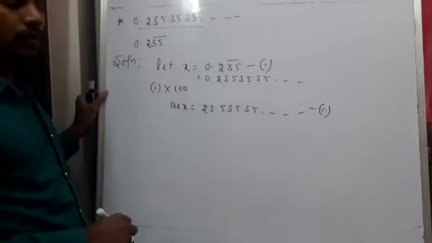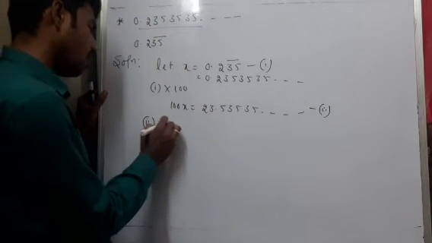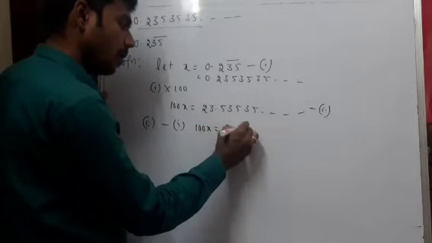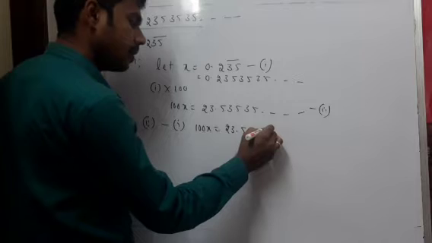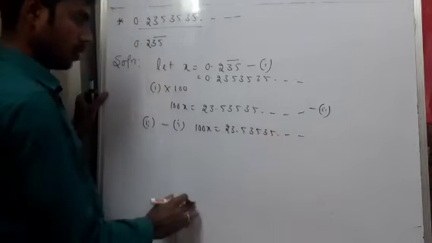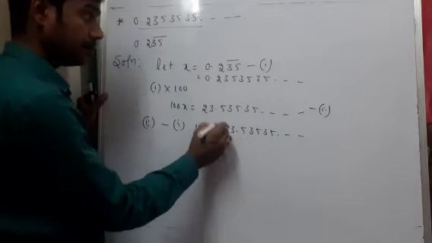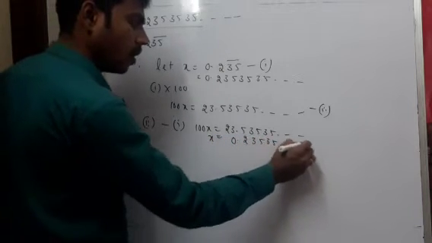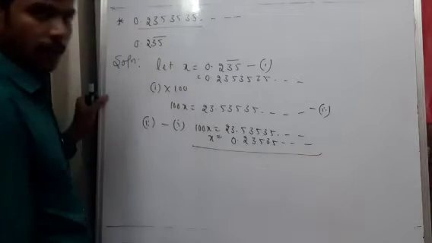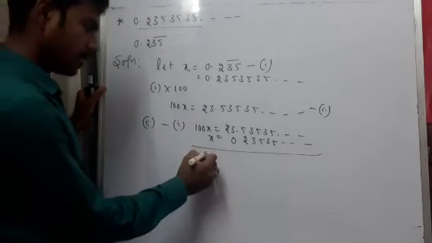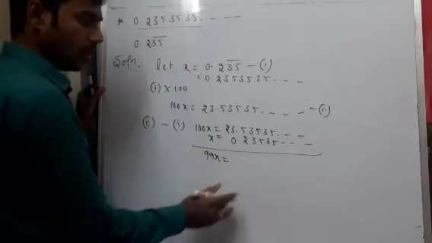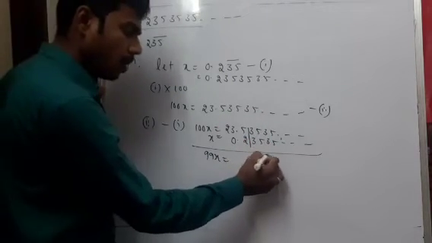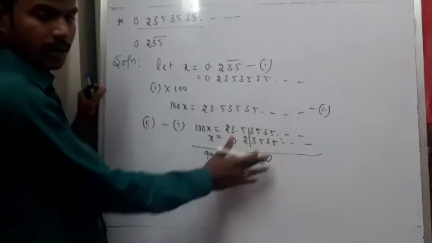After that, what are we going to do? Equation 2 minus equation 1. So 100x is equal to 23.53535..., and x is equal to 0.23535.... Now we need to subtract. So 100x minus x is nothing but 99x. Look at this: after this, all digits are repeating, so the outcome of this will be 0. You need not worry about it.